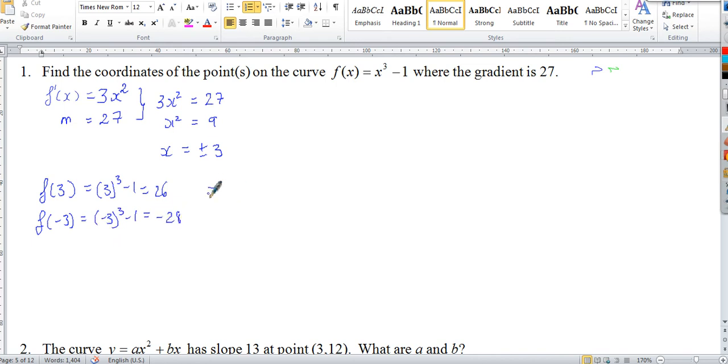So from the first one here, I'm getting the first point, well, the x-coordinate is 3 and the y-coordinate is 26. And from this, I'm getting my second point, negative 3, negative 28. So these are my 2 answers, but because they're all a bit theoretical, I'm going to check this and show you on the graphics calculator.